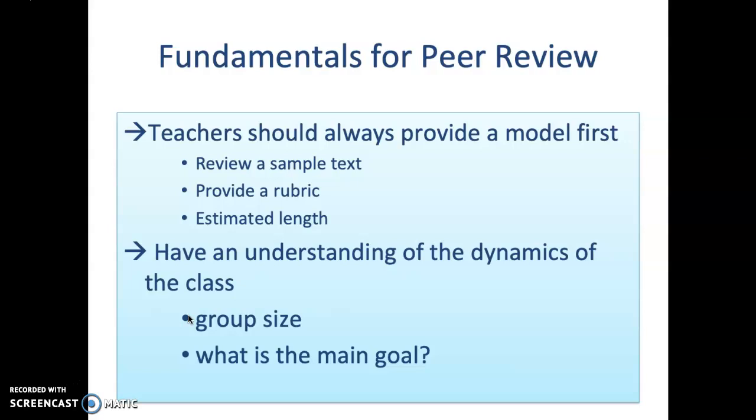So you need to understand how the class works together, what group size, whether it should be 2 students or 4 students, and then what your main goal is overall. So is it for them to learn how to draft an essay, an argumentative essay, or for young learners, is it for them to learn how to better perfect the present perfect tense, or just the present continuous tense, or just focus on grammar or language structures?